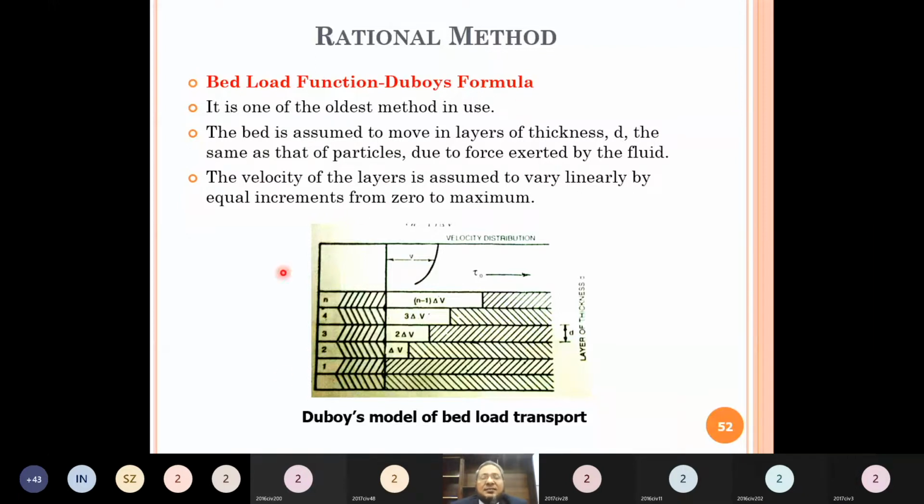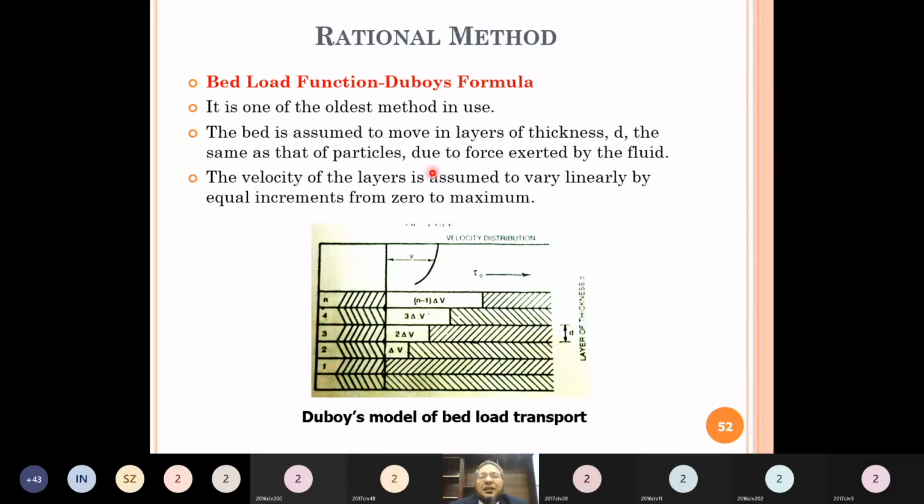And in this Dubai's, how he derived this formula, what was his basic concept? The bed load he assumed to move in layers. The bed load is moving in layers. And how much thickness of the layer? Equal to small d, where d is the diameter of the sediment.